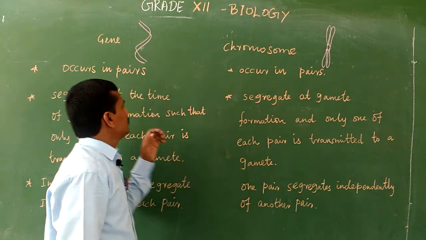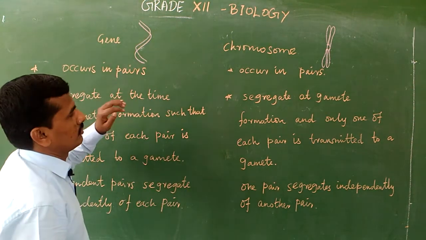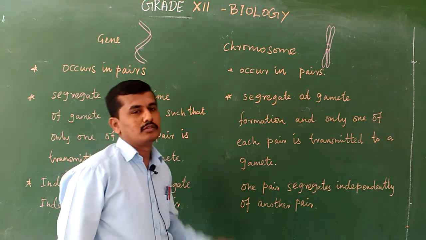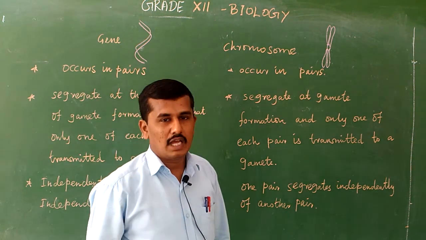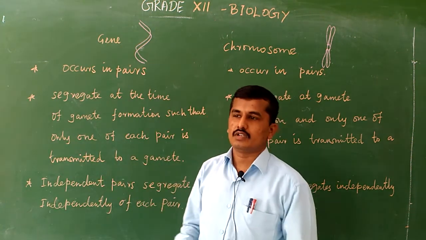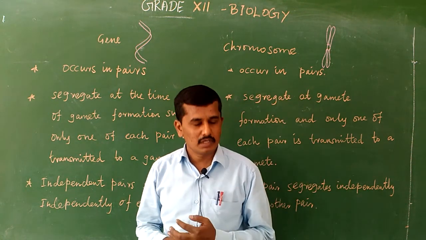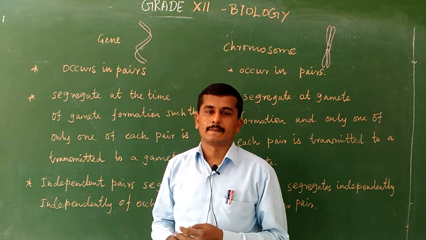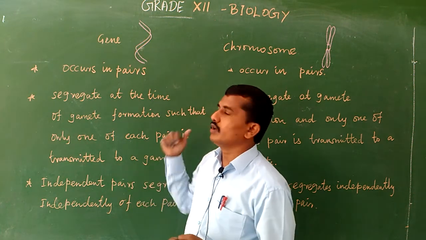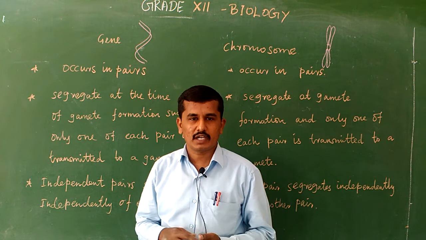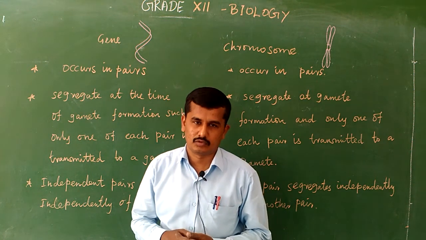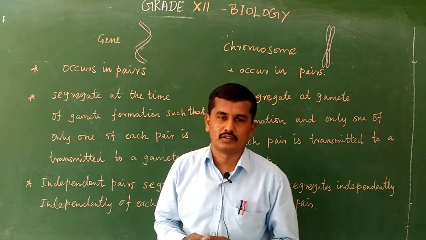So normally genes occur in pairs, and chromosomes also occur in pairs. Normally around 30,000 genes are present in a human diploid cell. Even chromosomes occur in pairs. So a human contains 23 pairs of chromosomes, that is 46.